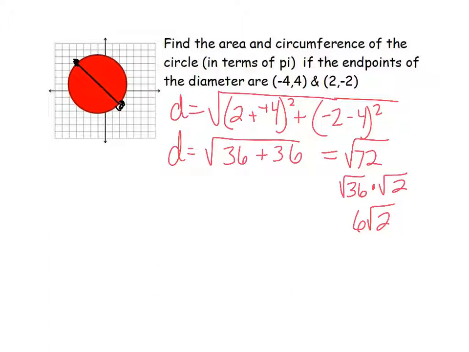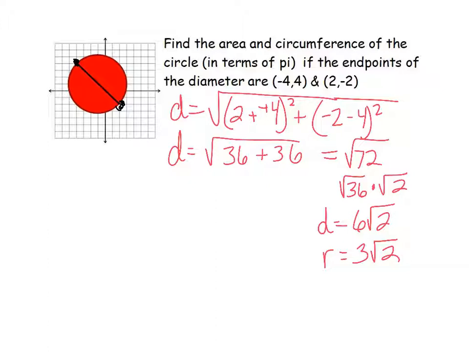All right, so now that's the distance between my points, but that's the diameter. If my diameter equals that, what do you think my radius would equal? I hope you're saying 3 root 2. 6 root 2 is the full thing. If I divide that by 2, it only divides the part that's outside of the radical. So 3. The root 2 stays put.